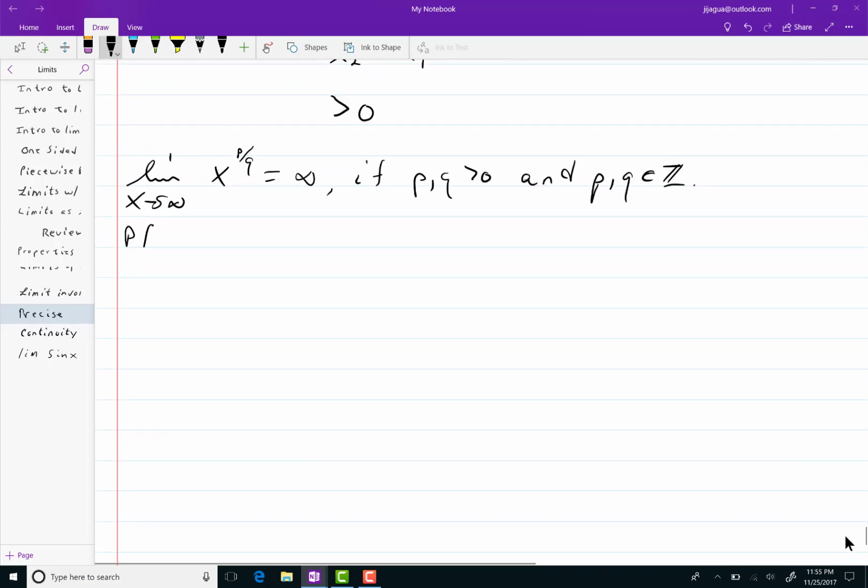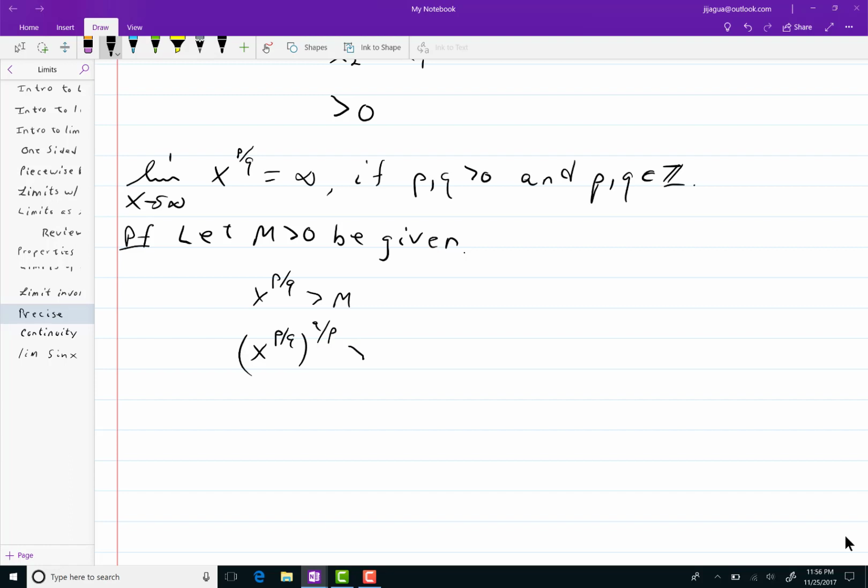So let's go, proof. And like before, let m greater than 0 be given. Almost like let epsilon be given. There's a similarity to all these things. Now, what I need to get to eventually, I need to find an n where x to the p over q is greater than m. Well, this is nice, because if I take both sides to the q over p, this is what I was just talking about here, except you'll rearrange the p and the q, because taking something to the q over p is an increasing function. It maintains the inequality.